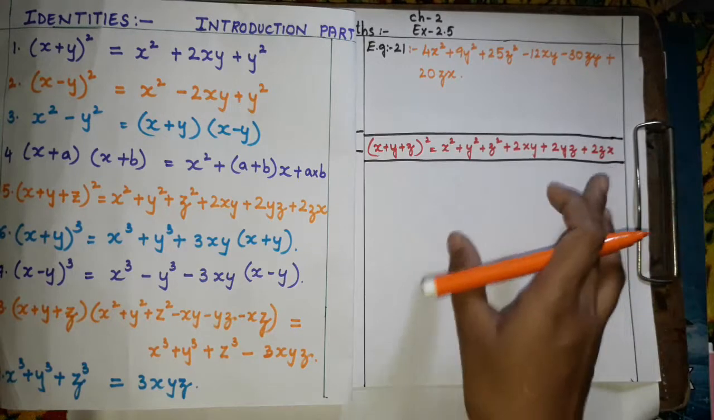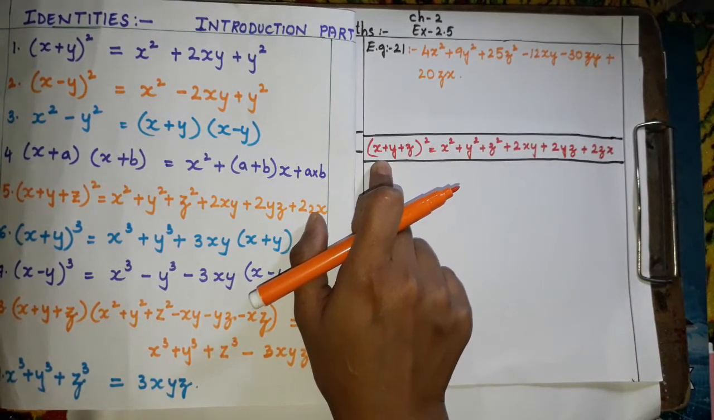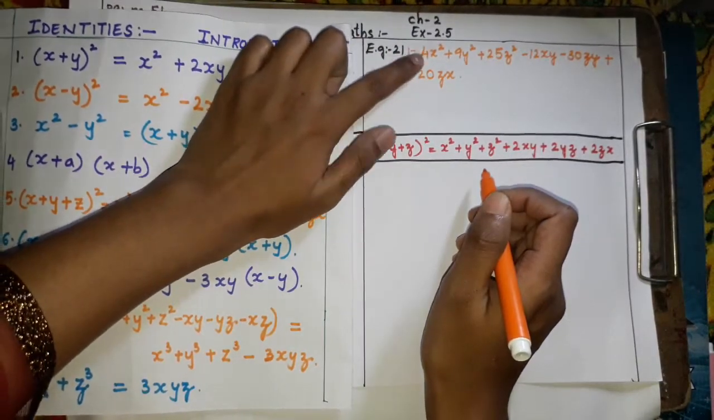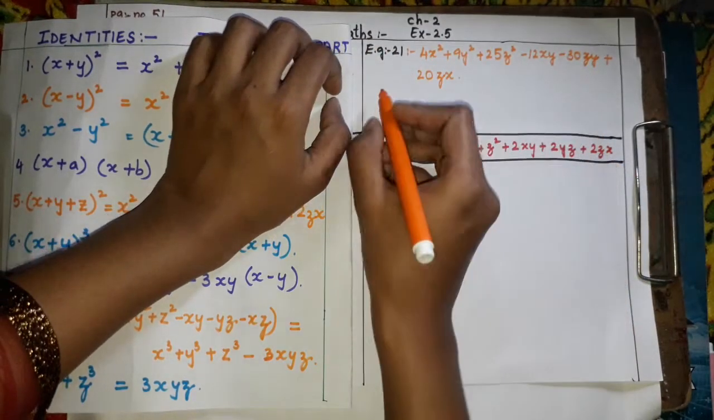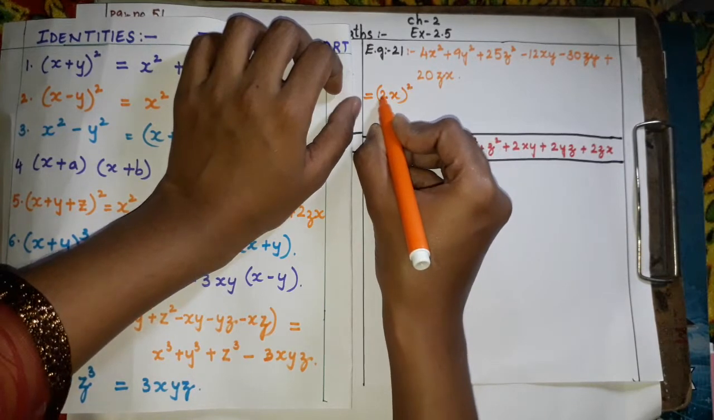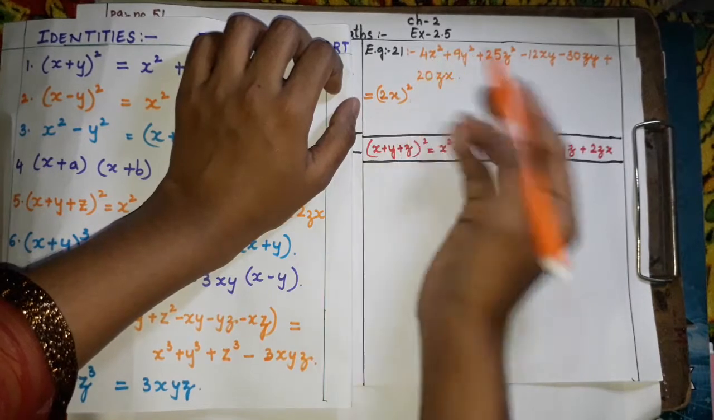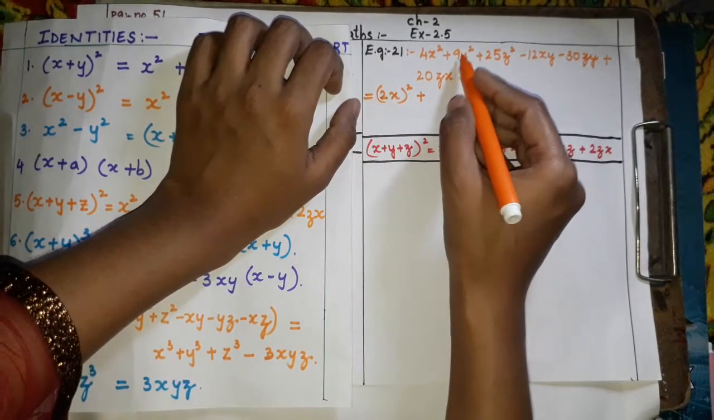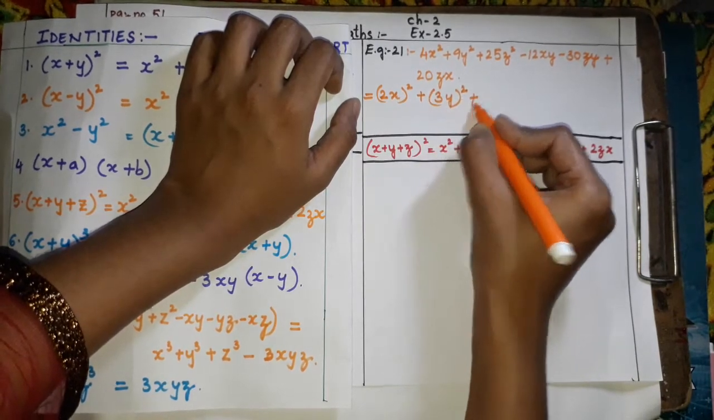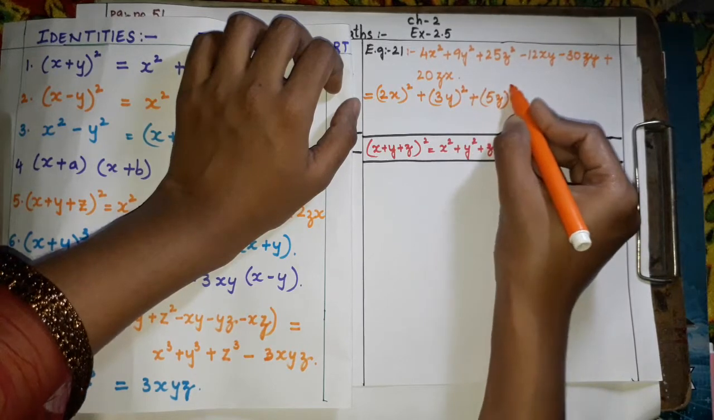Now they have given it in this form, we have to convert into this form. Now see here children, very carefully. First, 4x square. How can we convert 4? It is (2x) whole square. 2 square is nothing but 4, x square is x square. Plus how can we write 9? (3y) whole square. 25, how can we write? (5z) whole square.